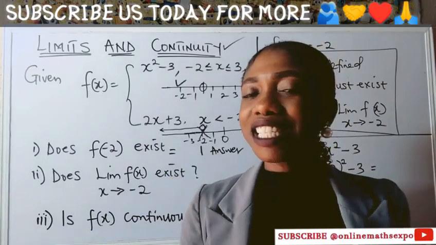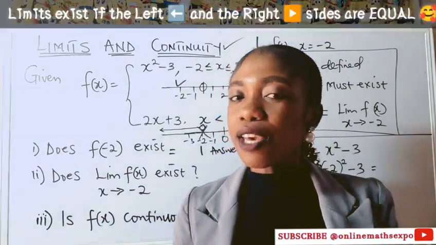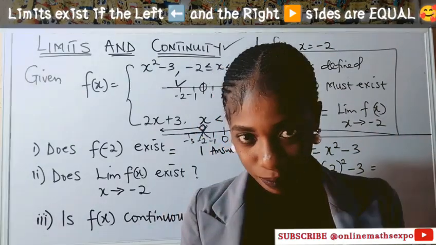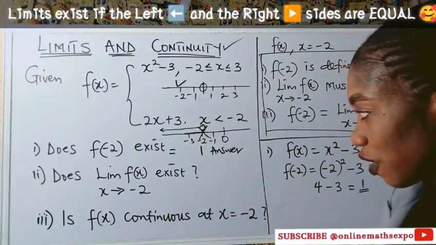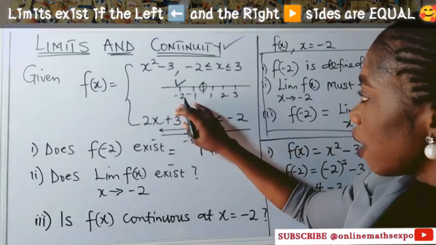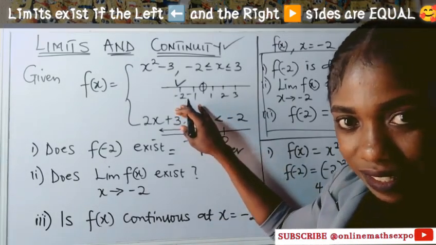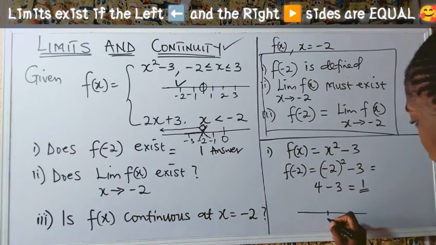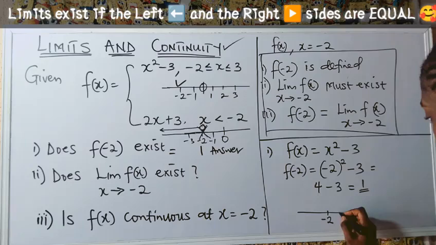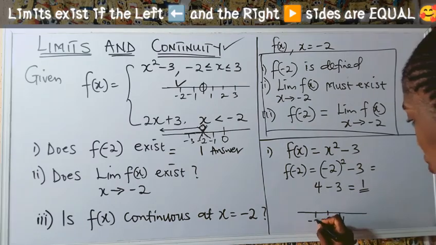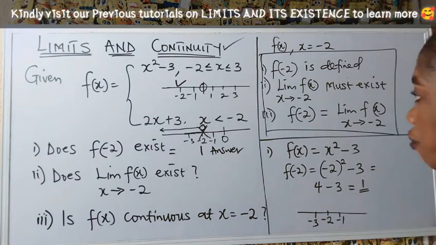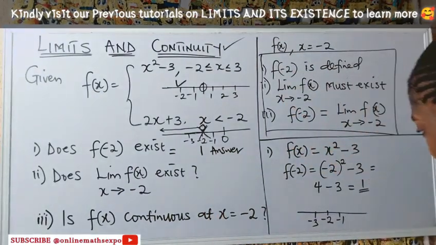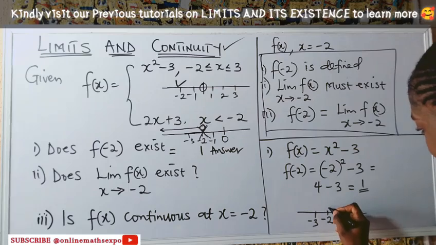Remember, a limit is said to exist if the left side of the limit and the right side of the limit are the same. Now let's go back to the question. If you are looking at the right side of the limit, let's look at that negative 2. This is our negative 2, okay? Here should be negative 1, here should be negative 3. Now, if you want to look at the right side of the limit, where do we look at? This is the right side, okay?